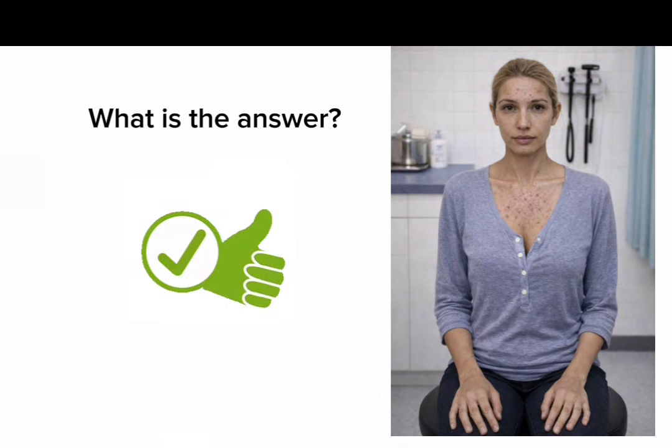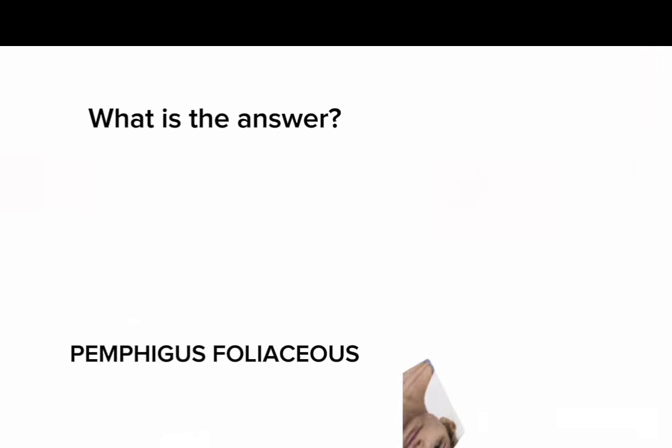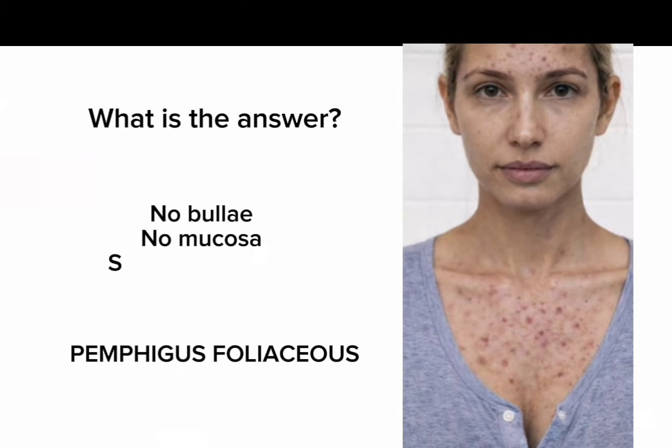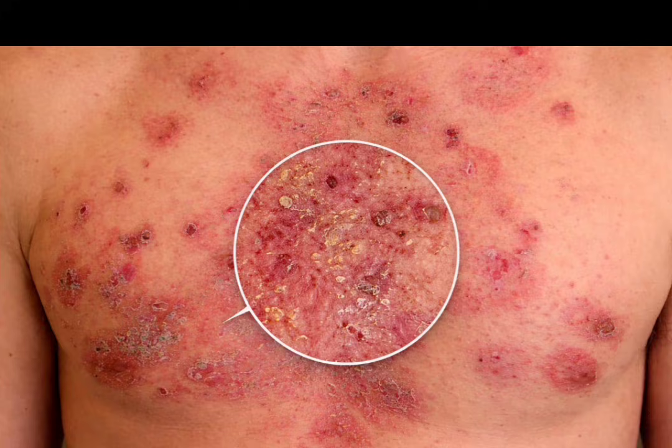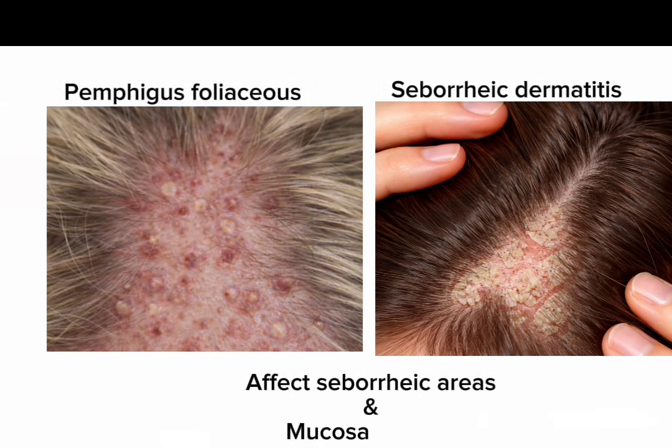Yes, you are right. The answer is definitely Pemphigus foliaceus. No bullae, no mucosa, superficial scales. Clinically, Pemphigus foliaceus can be tricky. It may resemble seborrheic dermatitis, as both commonly affect seborrheic areas and spare the mucosa.